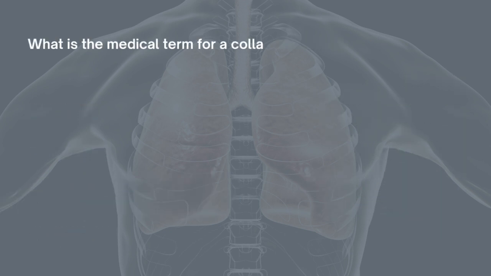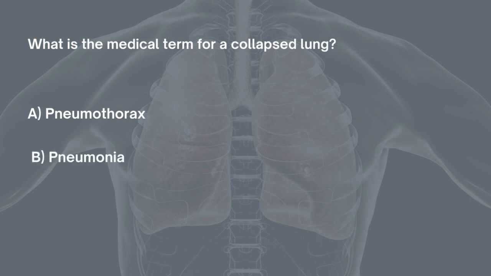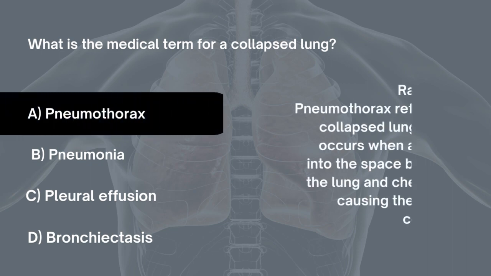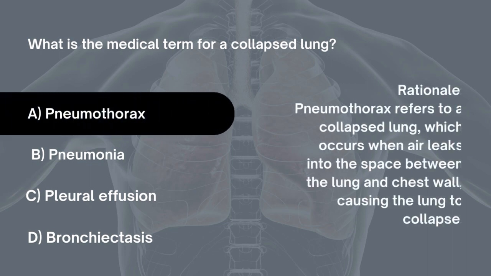What is the medical term for a collapsed lung? A. Pneumothorax. B. Pneumonia. C. Pleural effusion. D. Bronchiectasis. Rationale. Pneumothorax refers to a collapsed lung, which occurs when air leaks into the space between the lung and chest wall, causing the lung to collapse.